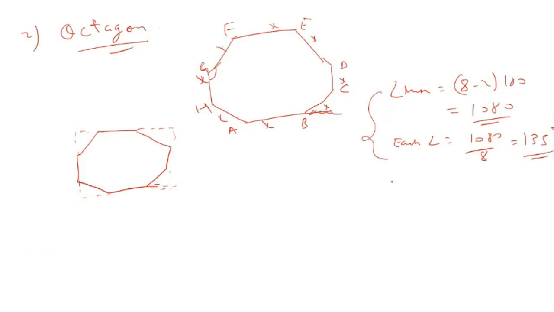The one other parameter is that the area of an octagon is 2x square into (1 plus root 2), where x is the side of the octagon.